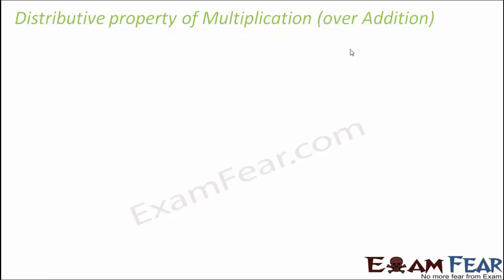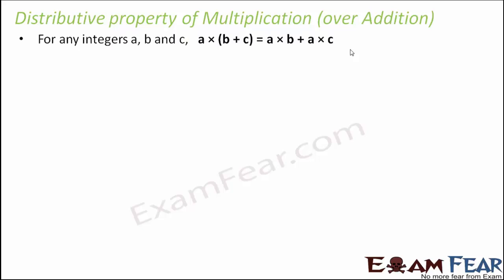Let us now look at the fourth property, that is distributive property over addition. So we will look at this property for both addition as well as subtraction. Obviously this is a property of multiplication. Let us have a look at the property. So this says that if you have three integers a, b and c, then a into b plus c is equal to a into b plus a into c.